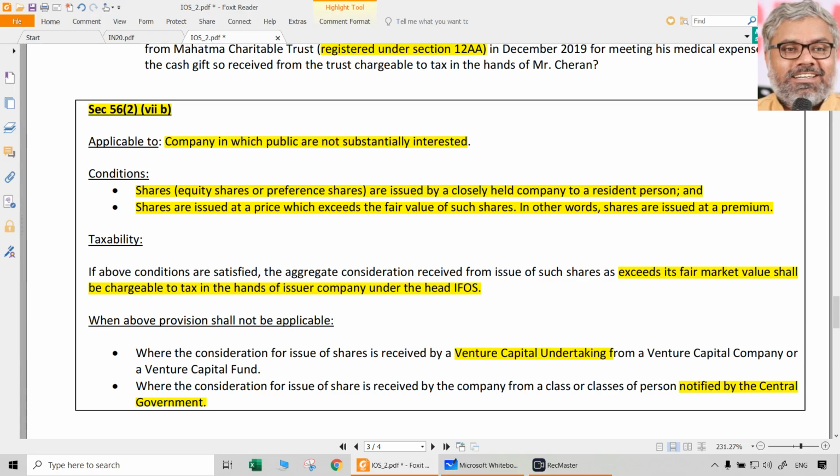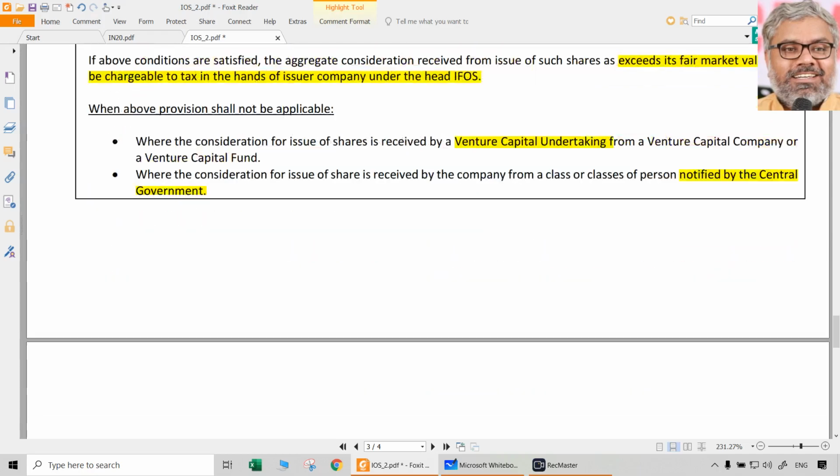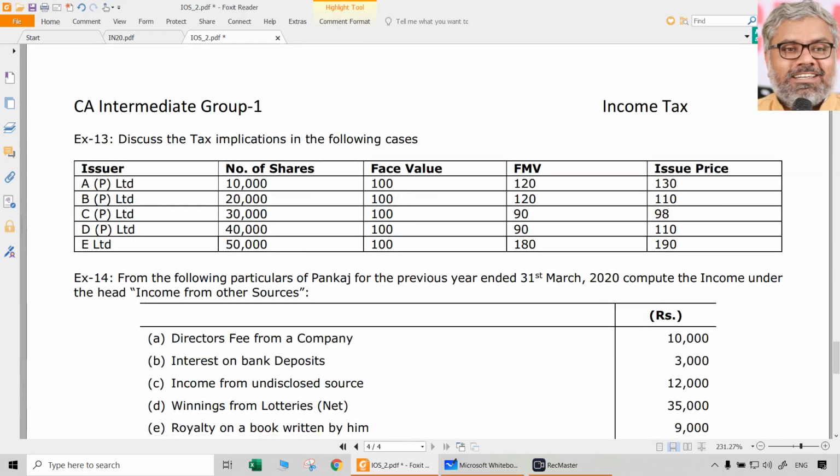But otherwise, normally, if any private company issues shares at more than its fair value, and also its face value, when it is issuing shares at more than face value, that is premium. When it is issuing shares at more than fair value, which is more than already face value, because anyway shares cannot be issued at discount nowadays, that amount in excess of the fair value of the shares will be taxable in the hands of the issuer as income from other sources. Very, very crucial point for particularly MCQ type of questions.